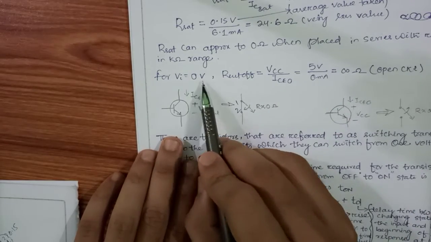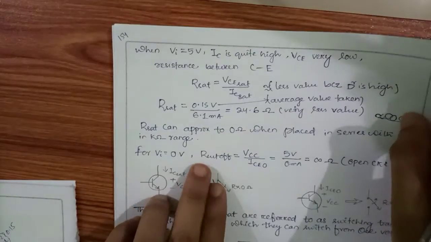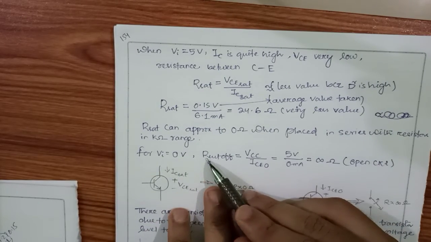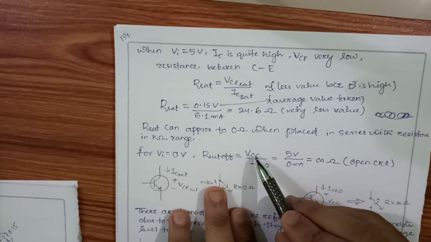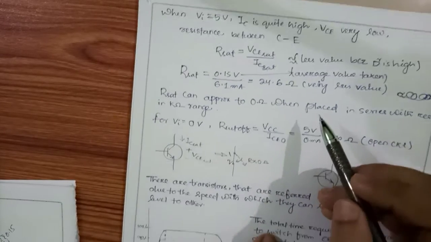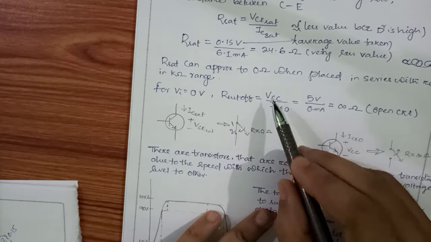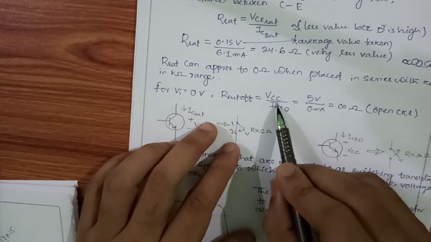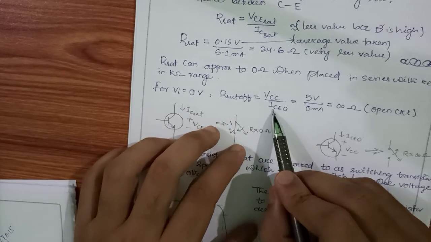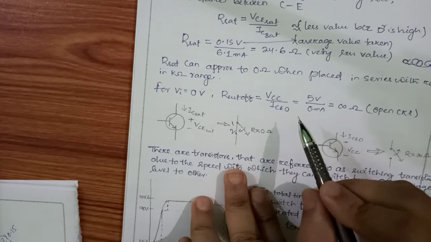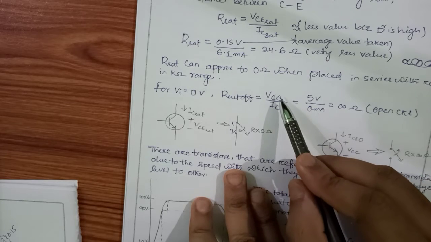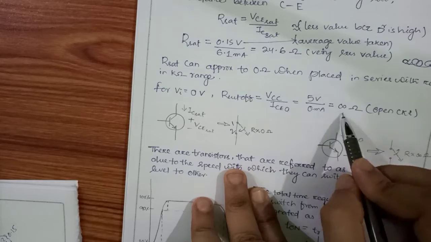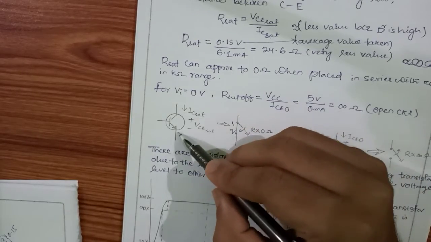And when an input of 0 voltage is applied, then what will happen? Our R sat was for the saturation region, and this is the cut off region, R cut off. So R cut off will become VCC upon ICO, because for the cut off region there is a very small current. There will be no IC value, but because of temperature there will be a very small current, ICO. We assumed here that ICO is very minimal, approximately 0 milliampere. So our 5 volt upon 0 will give me an infinite resistance. It means at the cut off region this terminal is open.